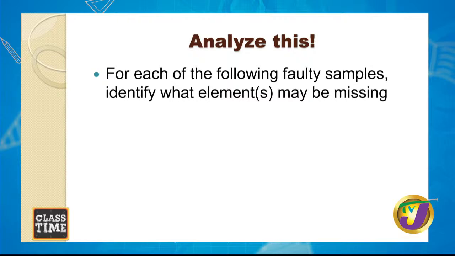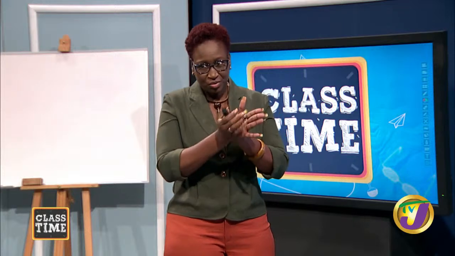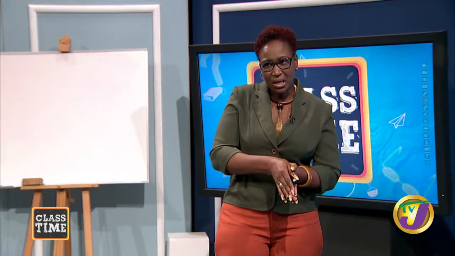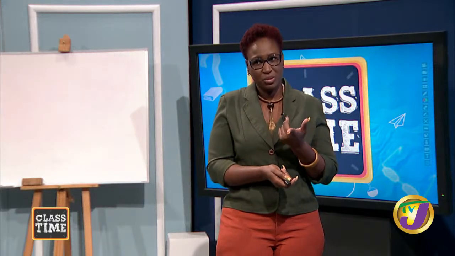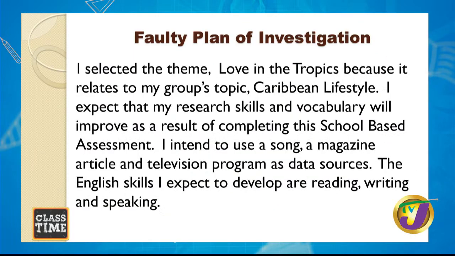So now that we've gone through basically all the elements, let's see how well you understand. So I'm going to show you some faulty samples. And I need you to tell me, based on which sample you see, what you think is missing, what you think needs to go in, if anything needs to come out. Tell me. So here's a faulty plan of investigation. Take a few seconds to read it and then tell me what you think is missing.